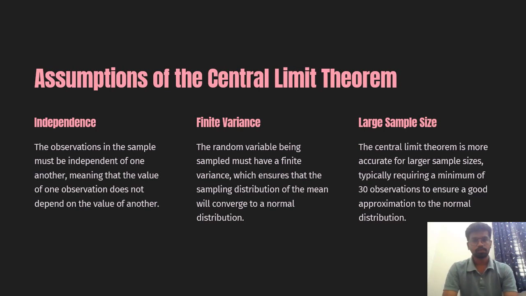So, assumptions of the central limit theorem. The first one is independence. The observations in the sample must be independent of one another, meaning that the value of one observation does not depend on the value of another. The second one is finite variance. The random variable being sampled must have finite variance, which ensures that the sampling distribution of the mean will converge to a normal distribution. The third one is large sample size, where the central limit theorem is more accurate for large sample sizes, typically requiring a minimum of 30 observations to ensure a good approximation to the normal distribution.